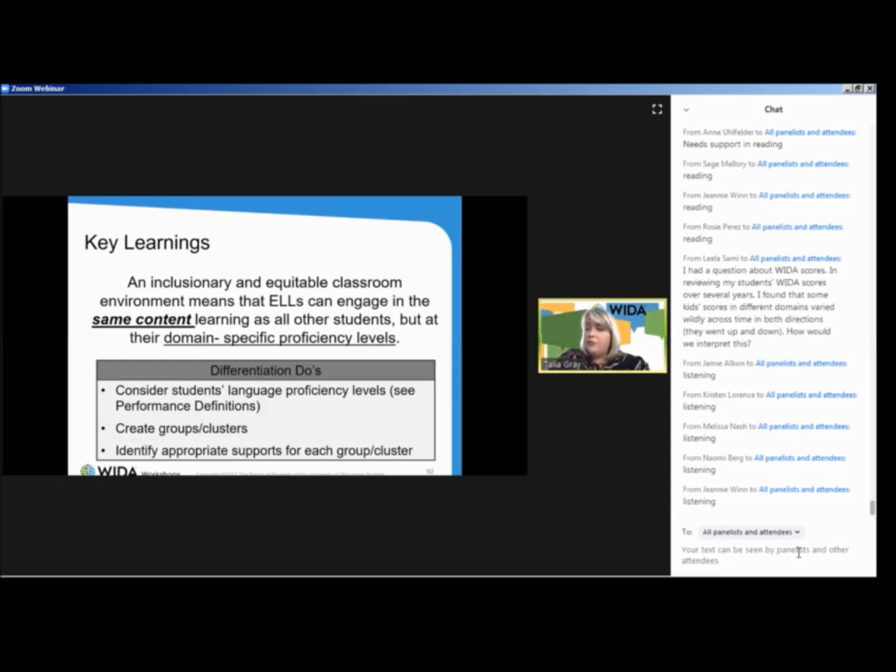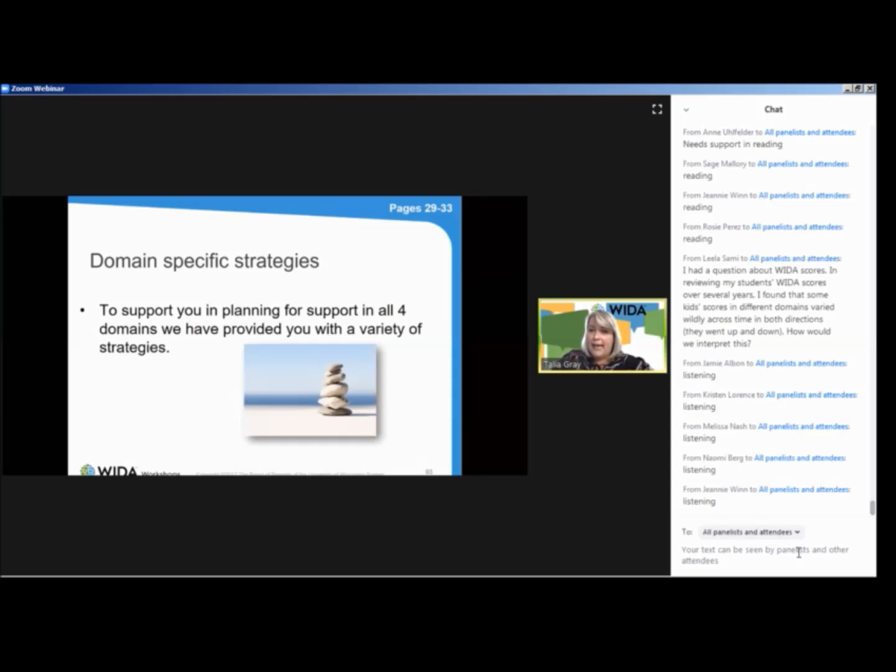Now, another treasure that I would like to share with you today is pages 29 through 33 in your participant handbook. These are domain-specific strategies that can support you in all 4 domains. Now, you will see that there are tons of strategies in here. This, along with the Padlet, these are some great things that you can use and some wonderful strategies that you're really going to want to get into and dig into and look at before the academic year starts.